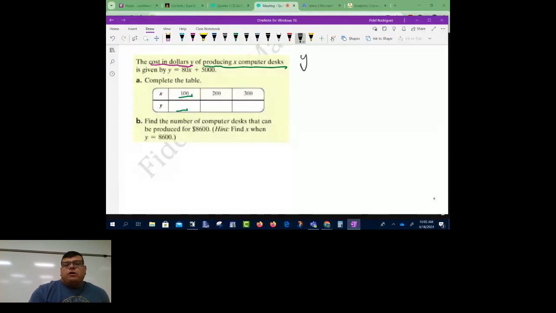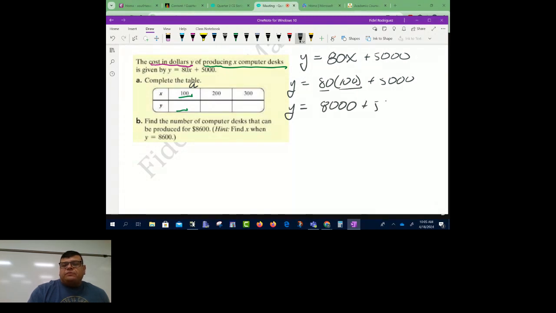Okay, so this is what I'm going to do. I'm going to write out the equation that we have. Y equals 80X plus 5,000. For this part, y'all, I'm going to call this part A. They're asking me, can we plug in 100 for the number X? So 80 times 100, 8,000. 8,000 plus 5,000, that's going to be 13,000. Boom. There's my answer for part A.